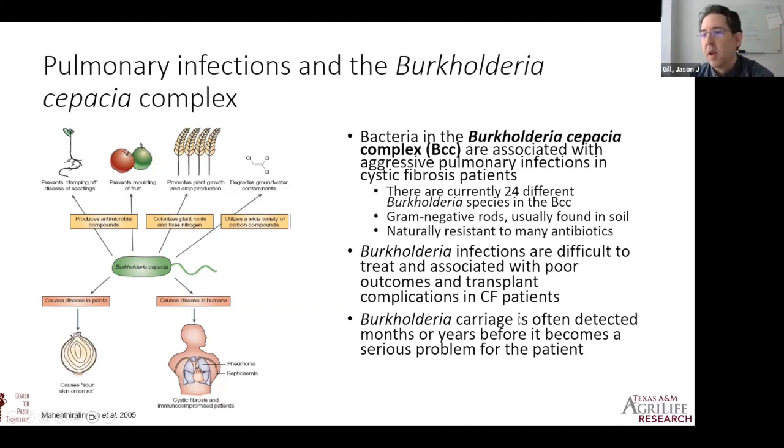Burkholderia infections are generally very difficult to treat, and they're associated with poor outcomes in transplant complications in people with cystic fibrosis. This can be carried for a long time, months to years, before it becomes a really serious problem for the patient. But then, at an unpredictable time, it can develop into what's called cepacia syndrome, which is a really invasive necrotizing pneumonia, which causes massive damage to the lung and can lead to really rapid decline in function and death.